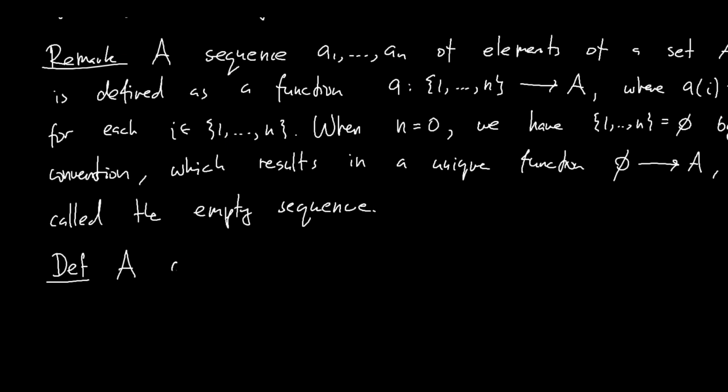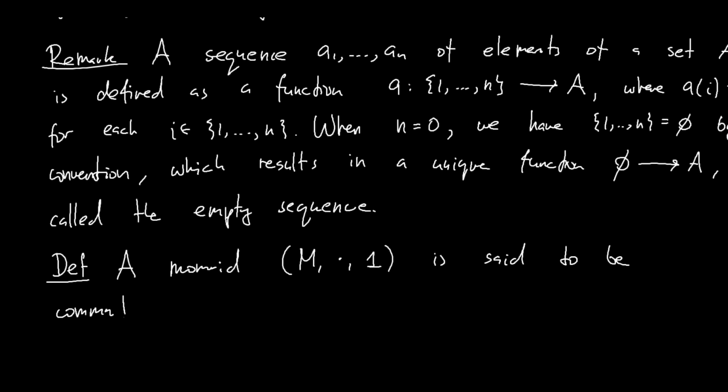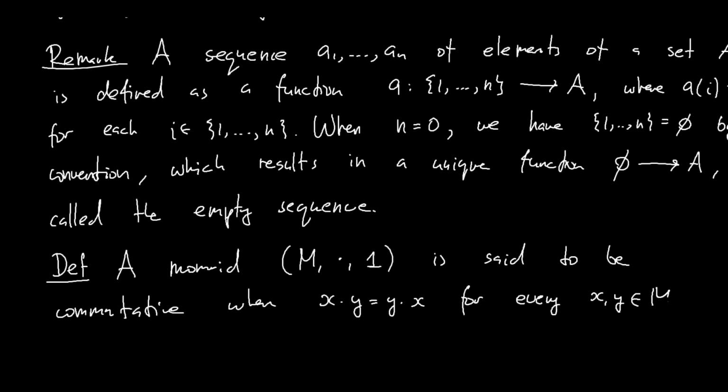A commutative magma... you know what? I don't want to call this a commutative magma, because later on I might define commutativity slightly differently. So I'm going to say the following: a monoid M is said to be commutative when x dot y equals y dot x for every x and y in M.